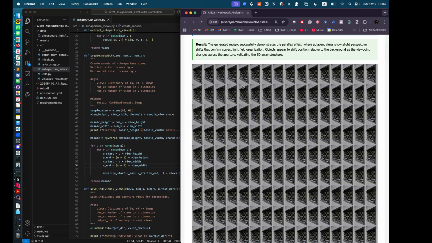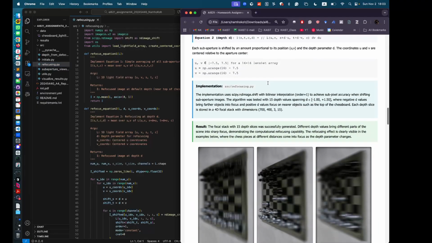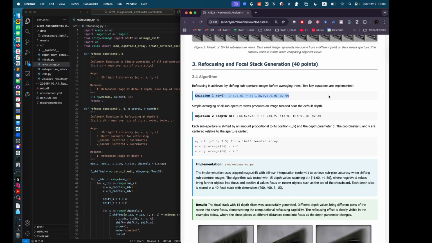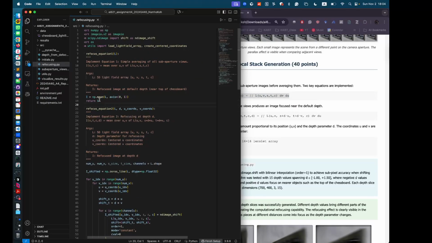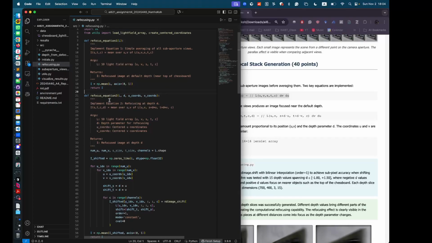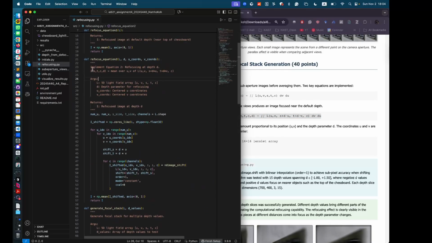Now, the most computationally interesting part is the synthetic refocusing. If we look at the refocusing.py script, in figure 3, the algorithm implements two equations. Equation 1, at line 18 in the code base, is simply averaging across all sub-apertures using np.mean over the U and V dimensions. So this produces an image focused at the default depth. The real magic is in equation 2, implemented in the refocus equation 2 part, as you can see in line 21. This is where we focus at different depths, and the key is lines 44 to 54.